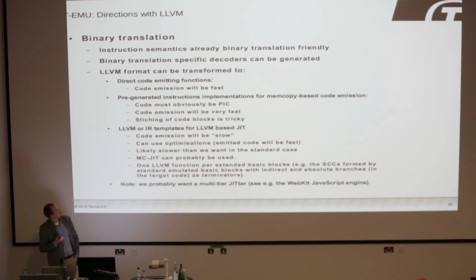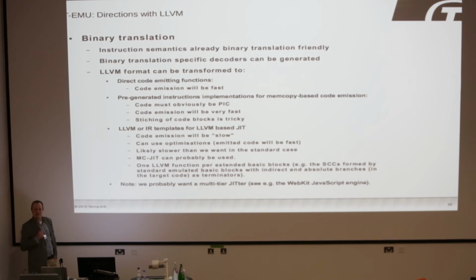Another way would be to generate something that's position independent, and you just stitch together blocks with memcopy. It's a bit tricky to stitch them together because you need to match up registers and stuff like that between the blocks, but it could be an option. Another option for doing binary translation this way is to use LLVM IR directly and use the LLVM JIT, for example the MC jitter infrastructure. You can probably use it.